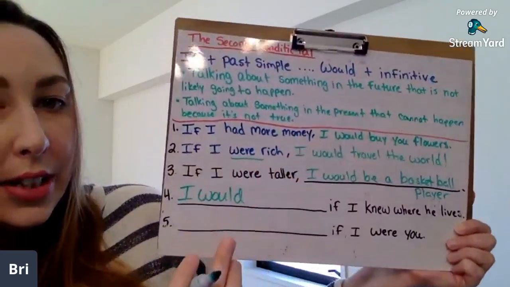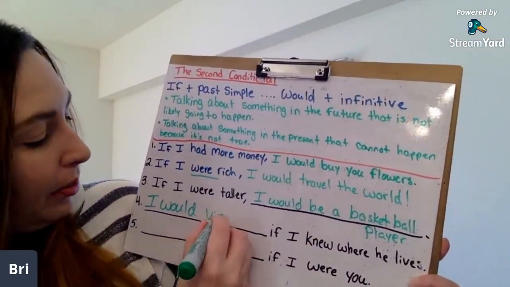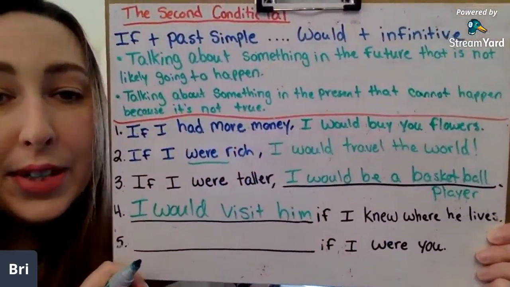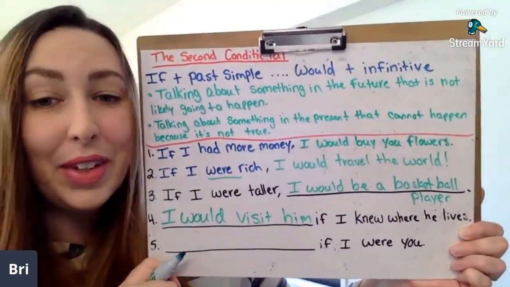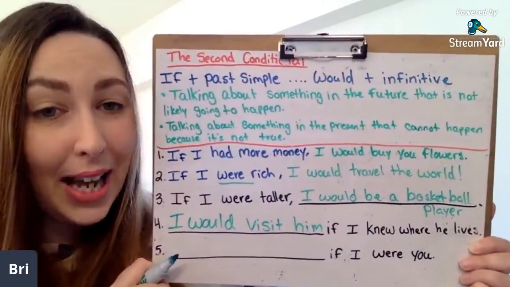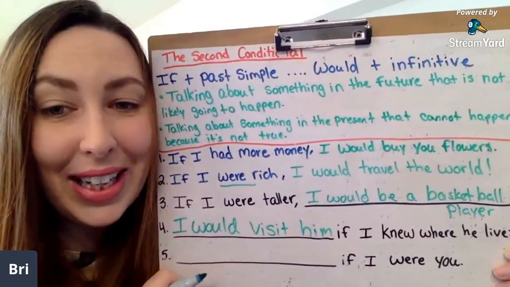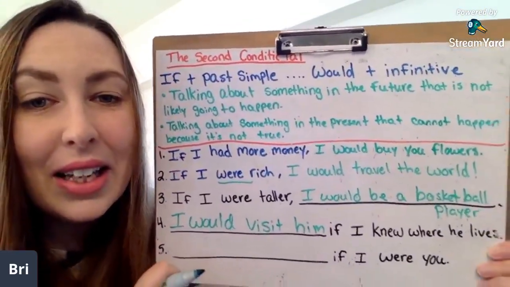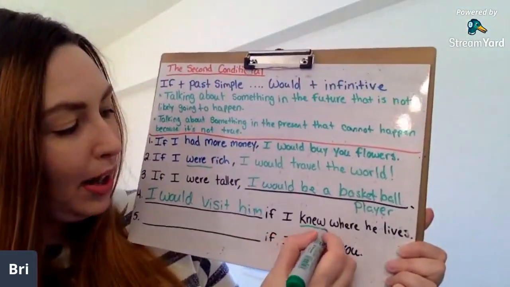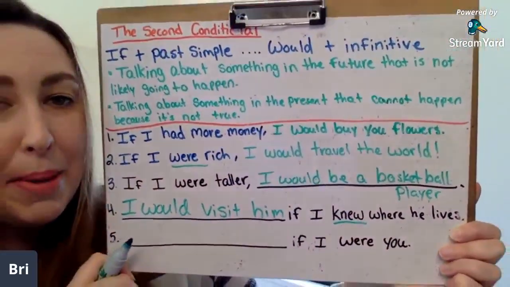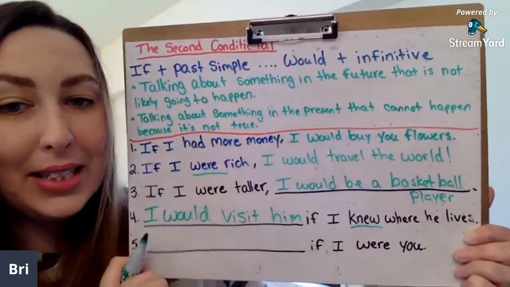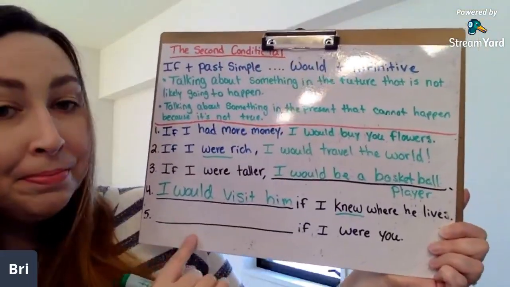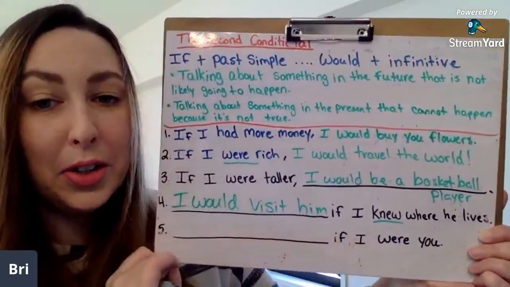Would plus infinitive. I would visit him. Let's use that one. That was a good one. I would visit him if I knew where he lives. Very good. Oh, Josette, very good. I would spend time with him if I knew where he lives. Very, very nice. I would go to his home if I know where he lives. Yeah, if I knew, make sure you have the simple past, if plus past simple, okay? Very, very nice.